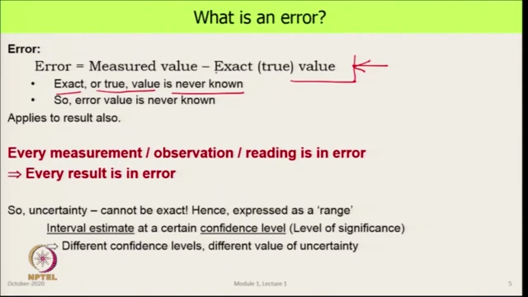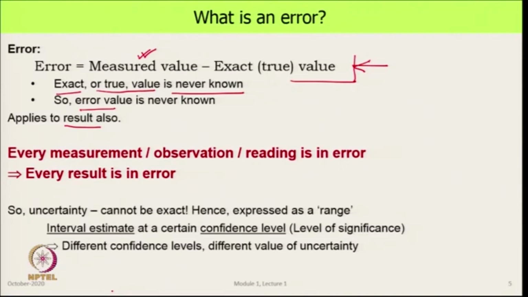And because of that, since the value in the second part here is not known, the error also is never known. The only thing we have in this is what we measured from the instrument. The same is true of the result. We may have calculated a result, so we have a measured value of the result, but we do not know the exact value of the result, so we do not know the error in the result. This is where we are.